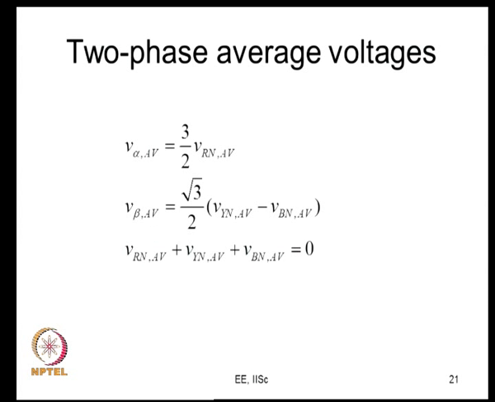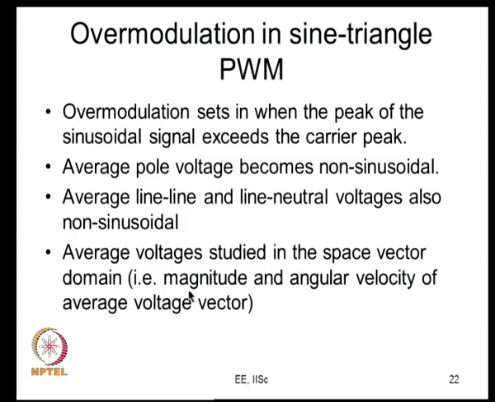So, we will start referring to them as 2 phase voltages. When we say 2 phase voltages, we have used this term before also, but we have not used this term in a number of lectures in between. So, whenever we use the term, what we mean is basically the 2 orthogonal components of the average voltage vector along the alpha axis and the beta axis. Alright, so these are 2 phase average voltages.